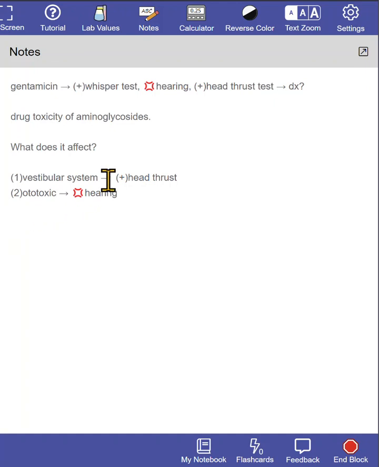So gentamicin goes to a positive whisper test, and then your hearing is diminished, and it's a positive head thrust test. So what's the diagnosis? Drug toxicity of aminoglycosides, ergo gentamicin.